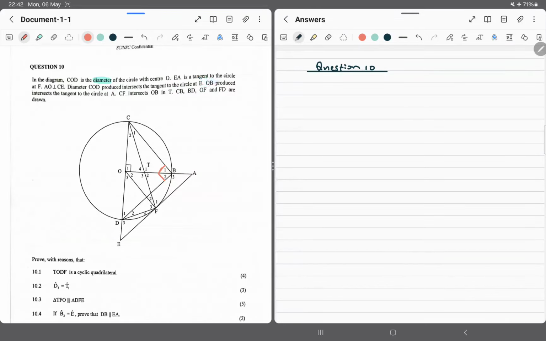Okay, EA is a tangent. So I like to highlight my tangents.